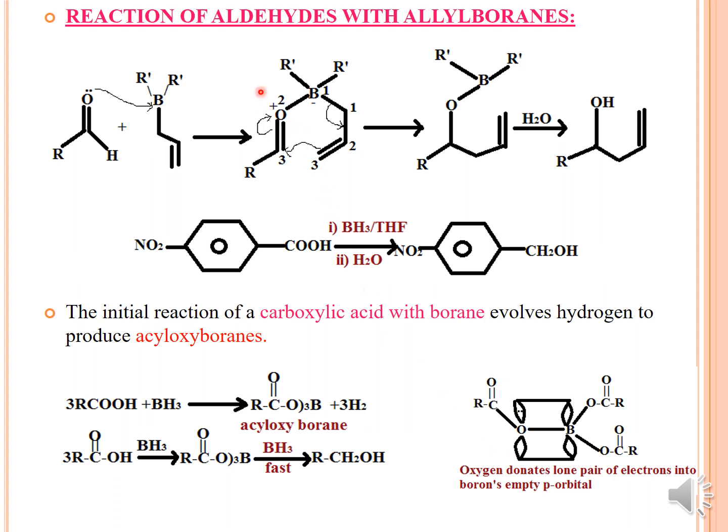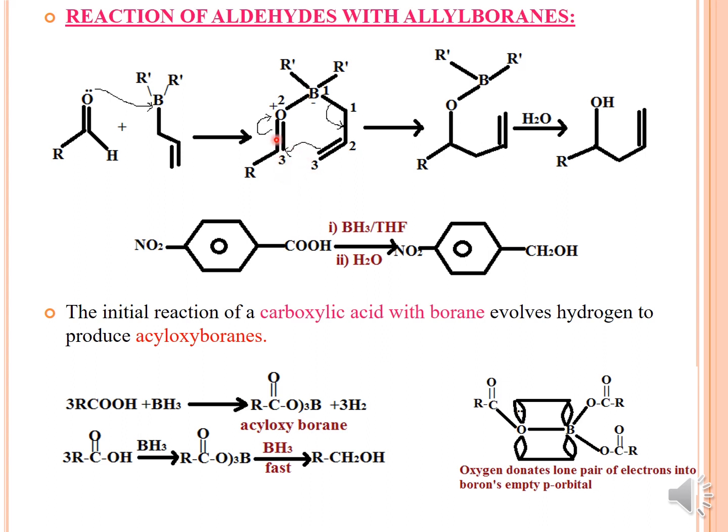Moving on to the reactions of aldehydes with allyl borane. So this is your allyl borane, and if you treat it with an aldehyde, the oxygen's lone pair of electrons will attack the boron atom. Once it attacks the boron atom, you form this adduct. Here I have not drawn the bond to hydrogen, because if there is no bond, it is understood that hydrogen is sitting over here. If there is a bond and we have not written any atom, that means a methyl group is present over here.